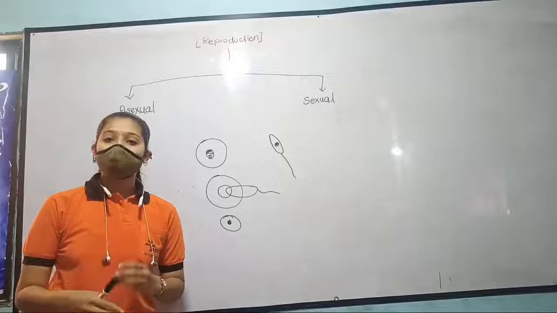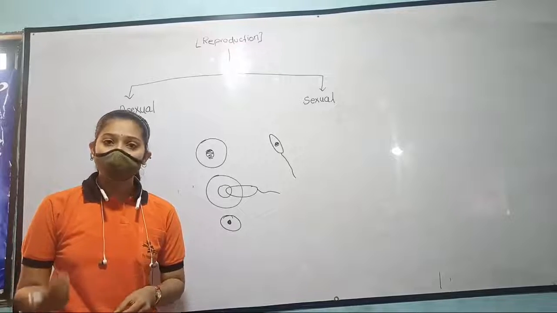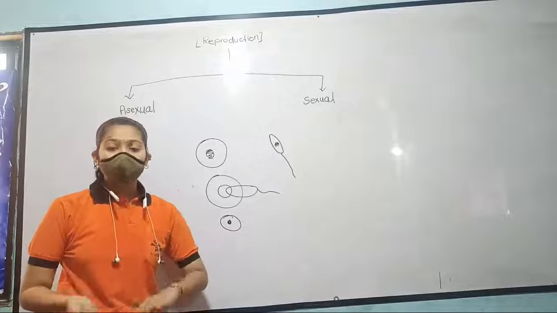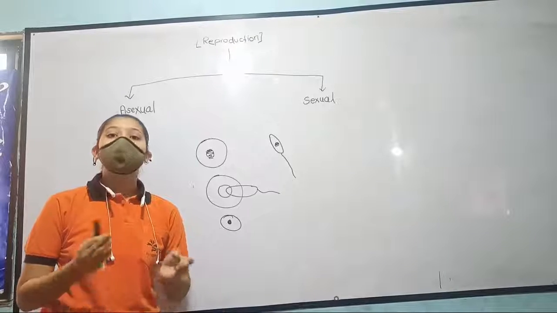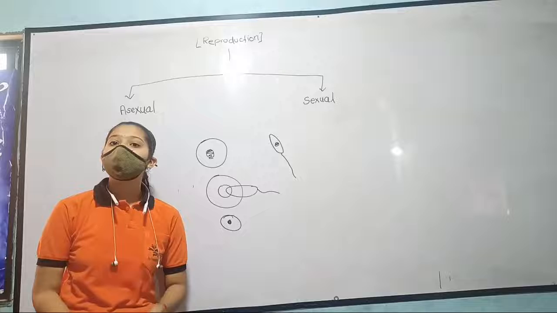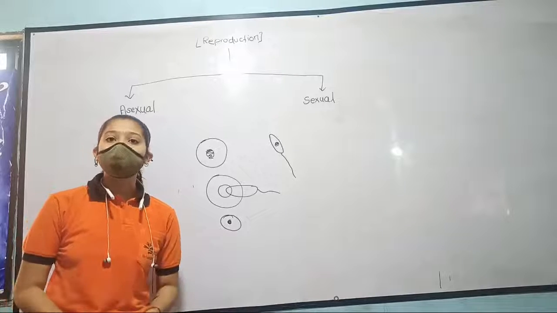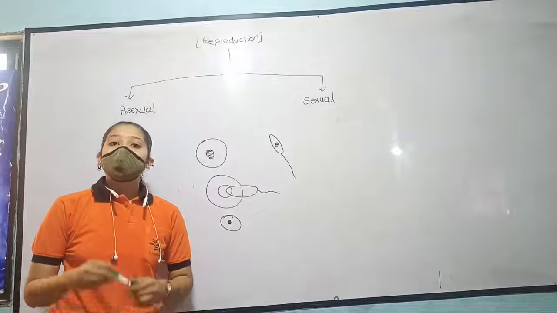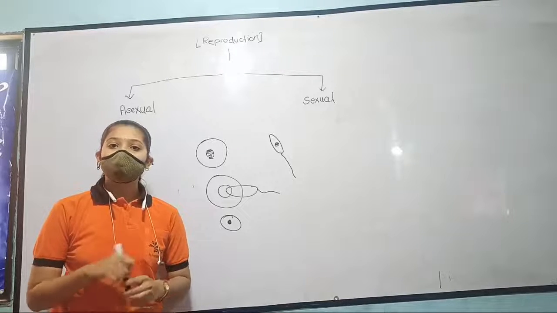The zygote starts to divide by the process of mitosis. The diploid stage is formed, and by this diploid stage a number of cells are formed, and that group of cells is called the embryo, and this genesis is called embryogenesis.